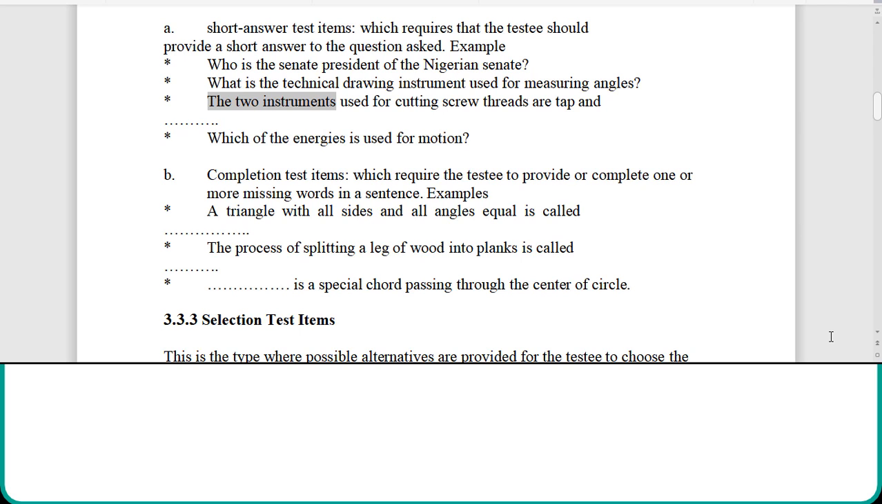The second type of such tests are completion test items, which require the testee to provide or complete one or more missing words in a sentence. For example, a triangle with all sides and all angles equal is called dash. The process of splitting a log of wood into planks is called dash. Dash is a special chord passing through the center of a circle.